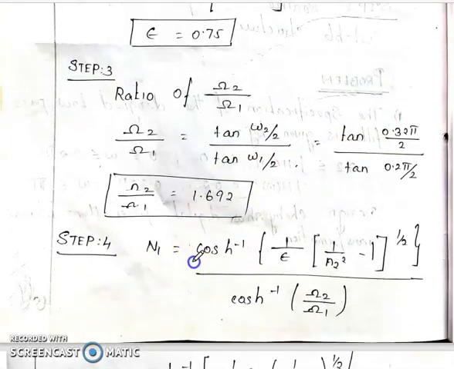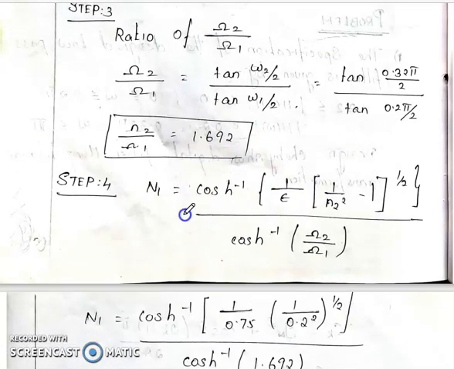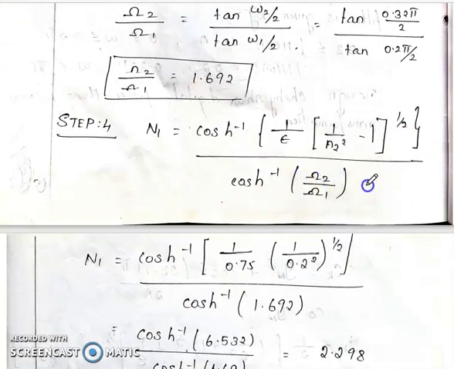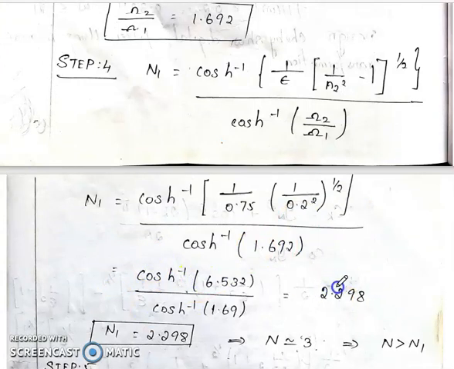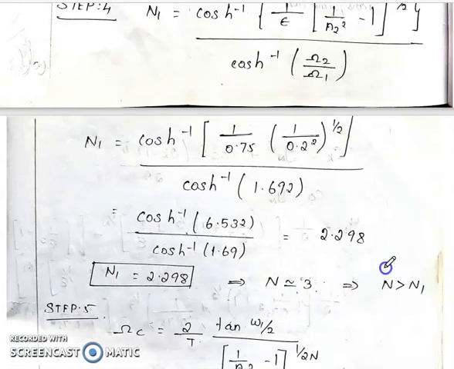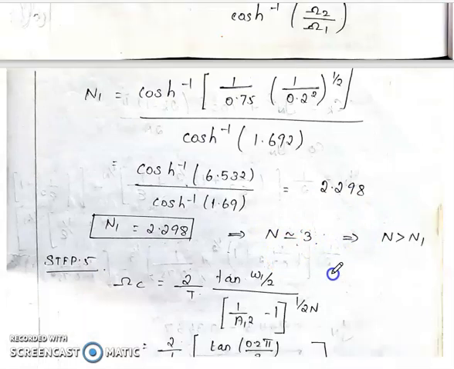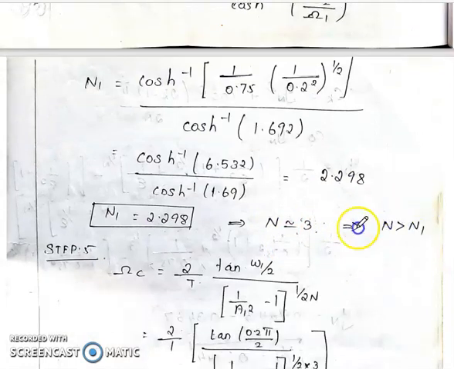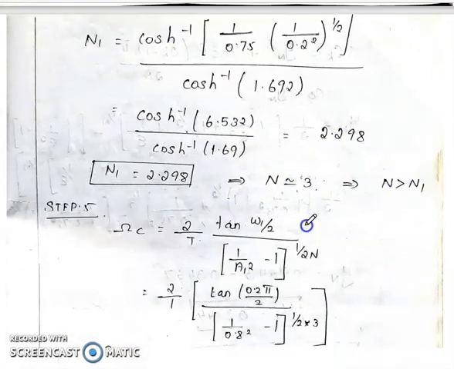Then we consider the order of the filter, so n is equal to cosh inverse of (1 by eta times (a2 square minus 1) the whole power 1 by 2) divided by cosh inverse of omega 2 by omega 1. Substituting the omega 2 value, omega 1 value and a2 value, we get the n value equal to 2.29. So that is approximately equal to, I am considering this term as 3. We know that the value will always be less than or equal to the order of the filter, so I am considering the n value as 3.